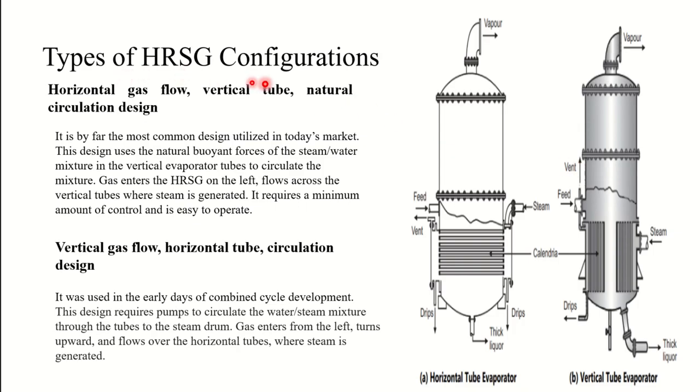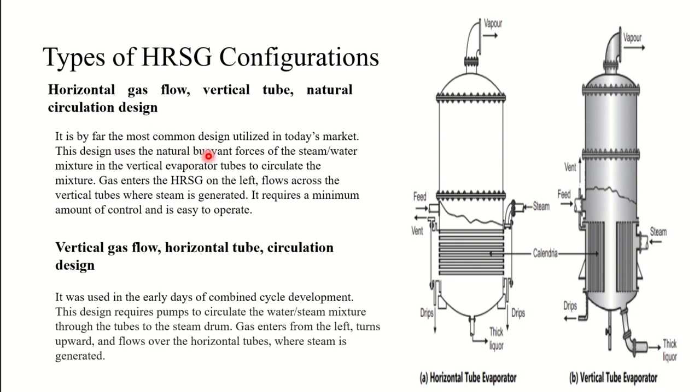Now, types of HRSG configuration: horizontal gas flow, vertical tube, natural circulation design. This figure here shows the vertical tube evaporator. It is by far the most common design utilized in today's market.